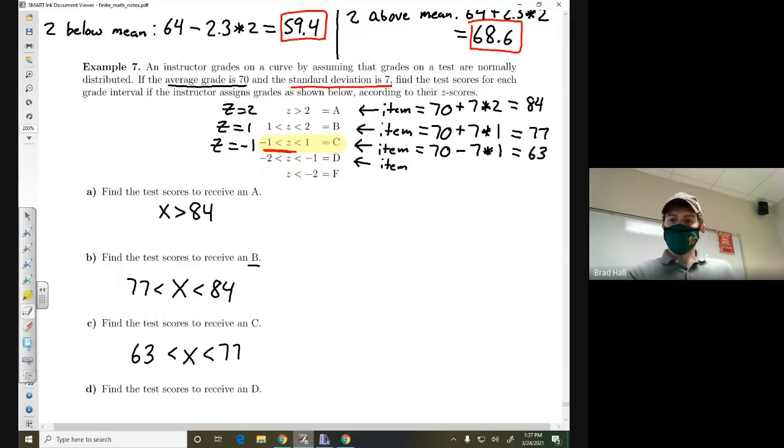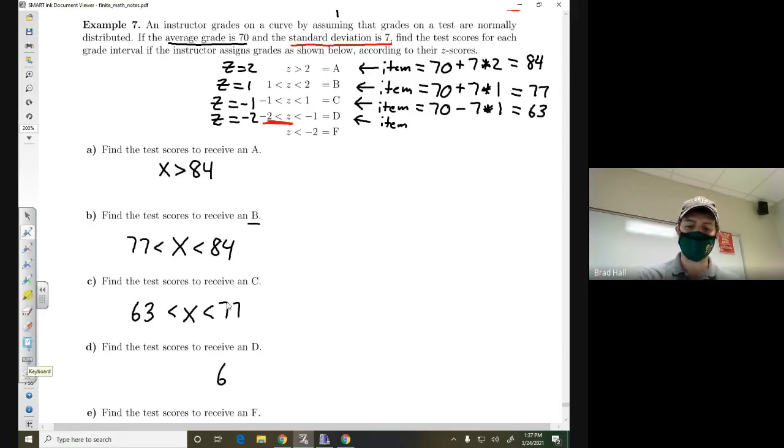All right, let's move on to what it takes to get a D in the class. This would be Z equal to -2, because what we want to look at is this association. Well, we know the upper bound for a D grade is a 63, because if you're above a 63, you're in the C range.